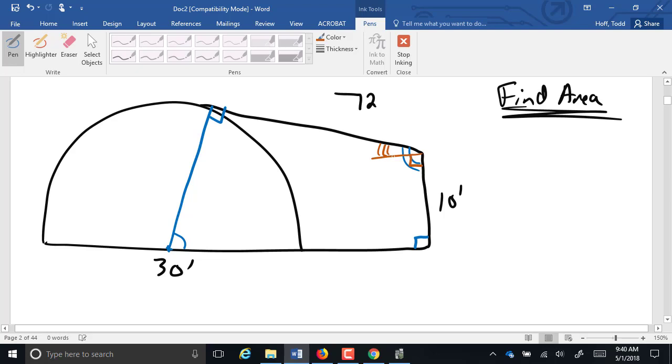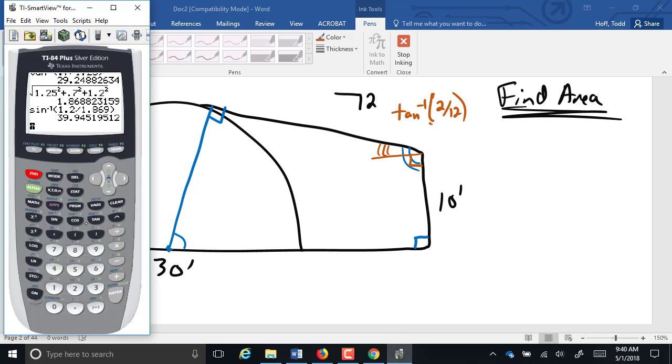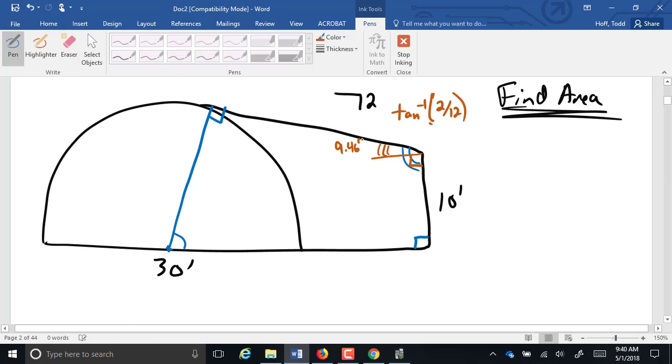And yes, you hit it on the head. That angle is found by doing the inverse tangent of 2/12, or slope, which is 9.46 degrees. Which makes this whole angle 99.46 degrees, which makes this angle 80.54, because that has to add up to 360. It's a four-sided figure.